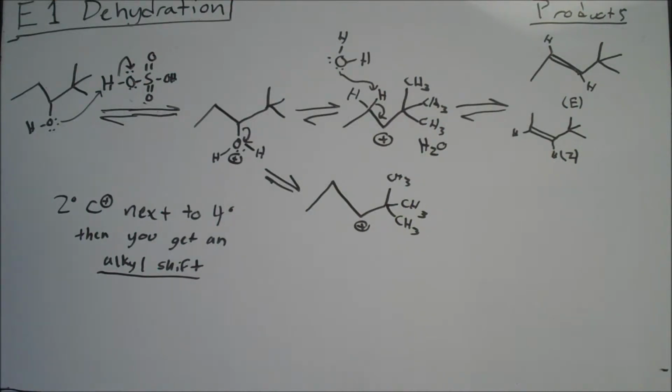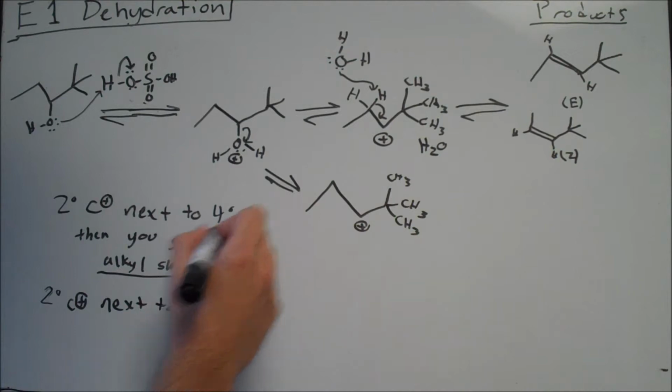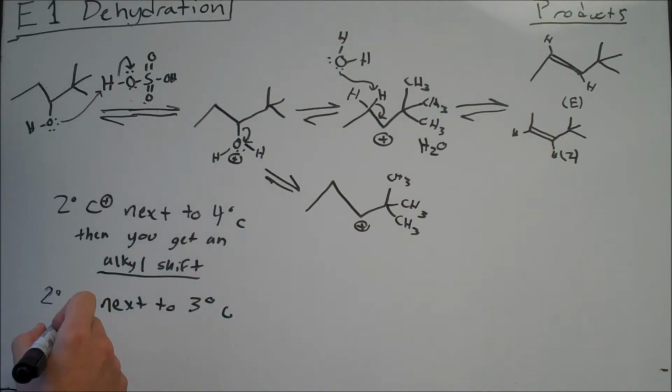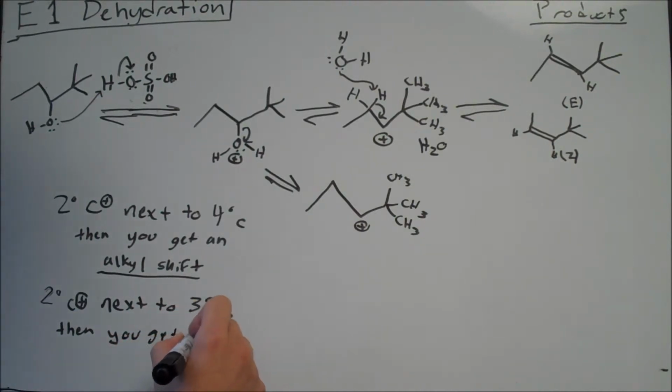And this happens fairly quickly, so it's just something you have to look out for. If you have a secondary carbocation, this is the other kind of shift that you can get. Remember, these shifts only happen with carbocations. If you have a secondary carbocation next to a tertiary carbon, then you get a hydride shift, which we won't show in this example because we don't have a secondary next to a tertiary, but that's just the movement of a hydrogen.